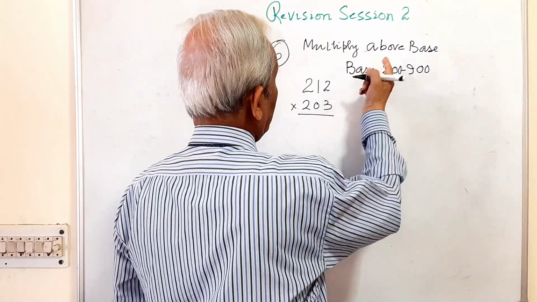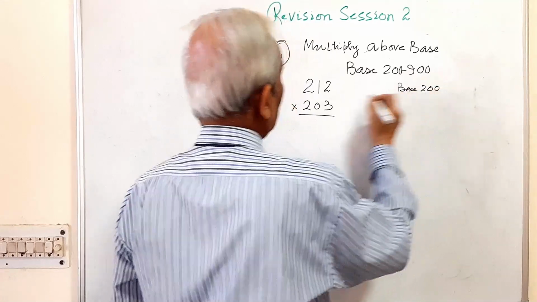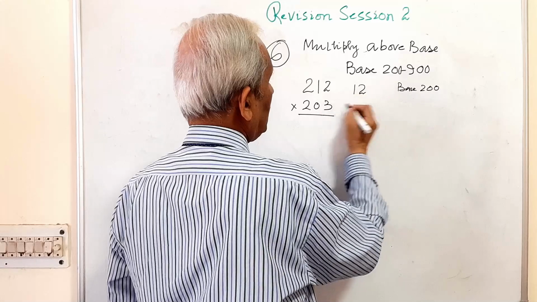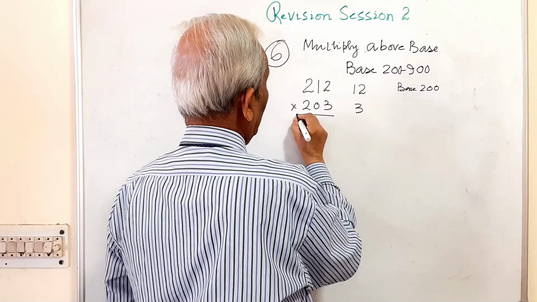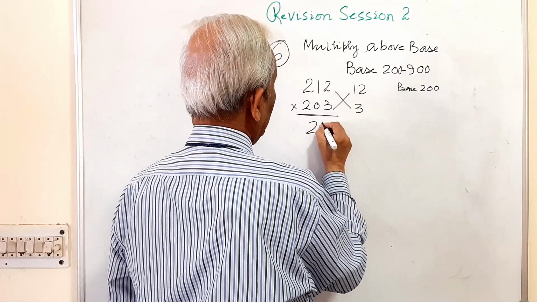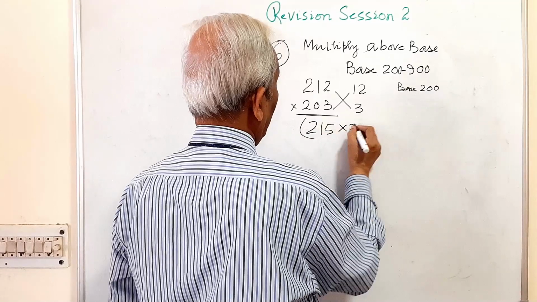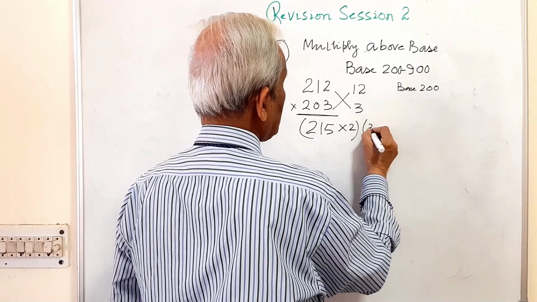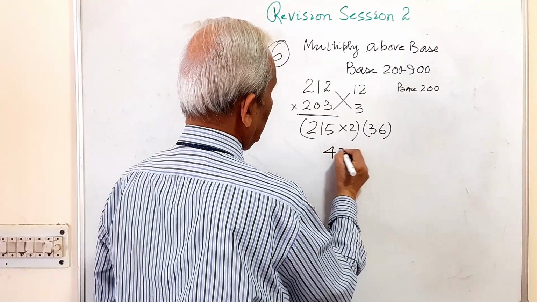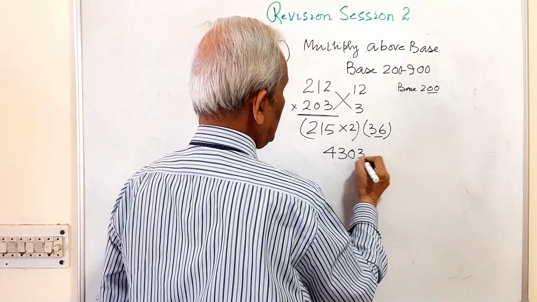Here, since you are taking above base, the base is 200. So 212 minus base is plus 12. 203 minus 200 is plus 3. And here cross addition, 212 plus 3, 215, multiplied by 2. And 3 into 12 is 36. Right? So this becomes 430. Base has got 2 zeros, there are 2 digits, no issue, 43036.